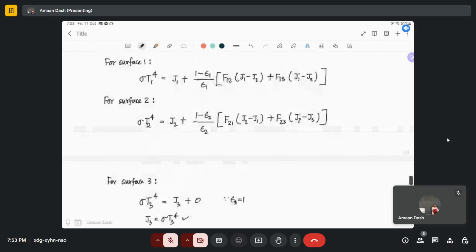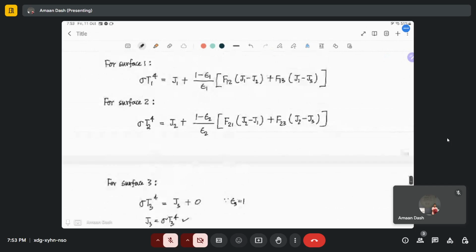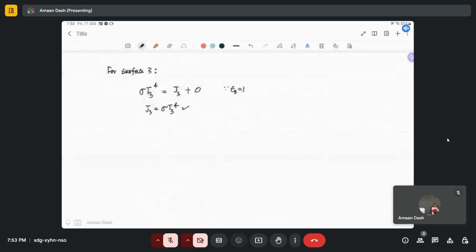And the most interesting is the third part, that is surface 3. Why? Because it is a black body. So we can directly write sigma T3 to the power 4 is nothing but J3. There is no other term because epsilon 3 is equal to 1. So all the right hand side except this will go to 0 since epsilon 3 is equal to 1.